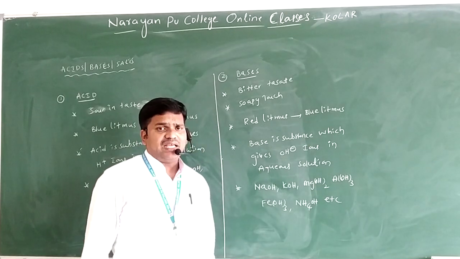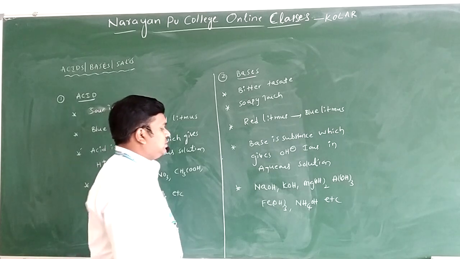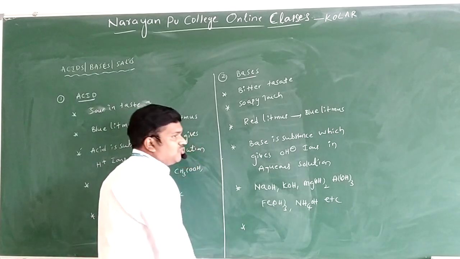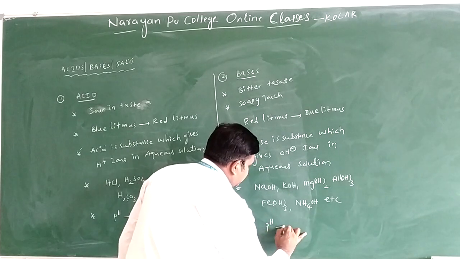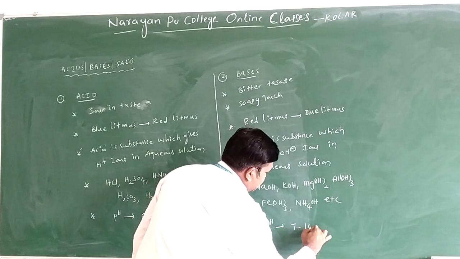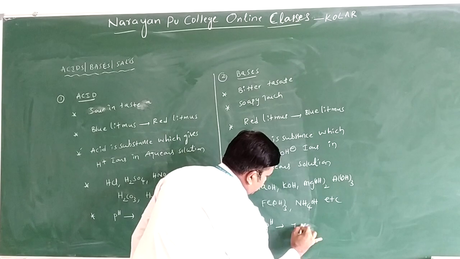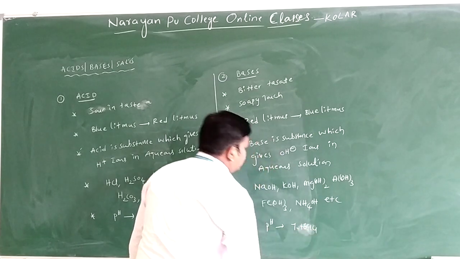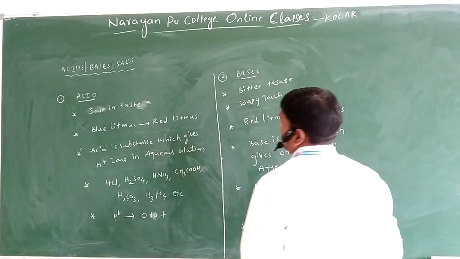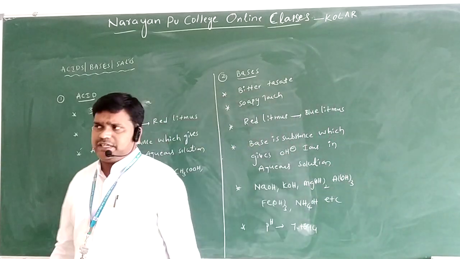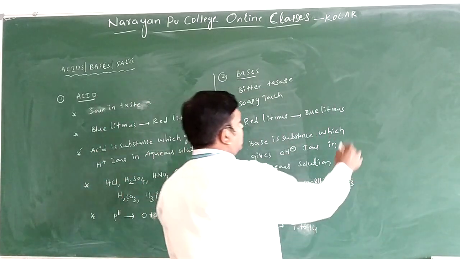And all these are examples for which one? Bases. So generally, what is the range of pH of these bases? The bases in the pH range we have 7 to 14. What is the range? 7 to 14. So this is regarding bases only. Clear?